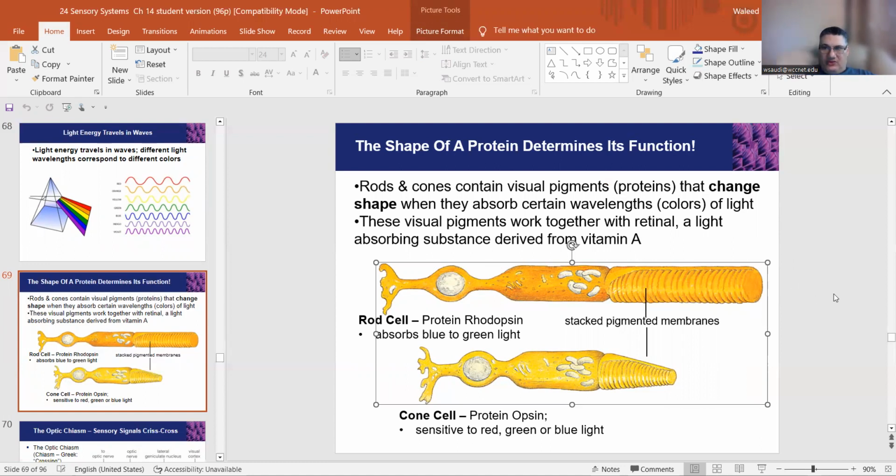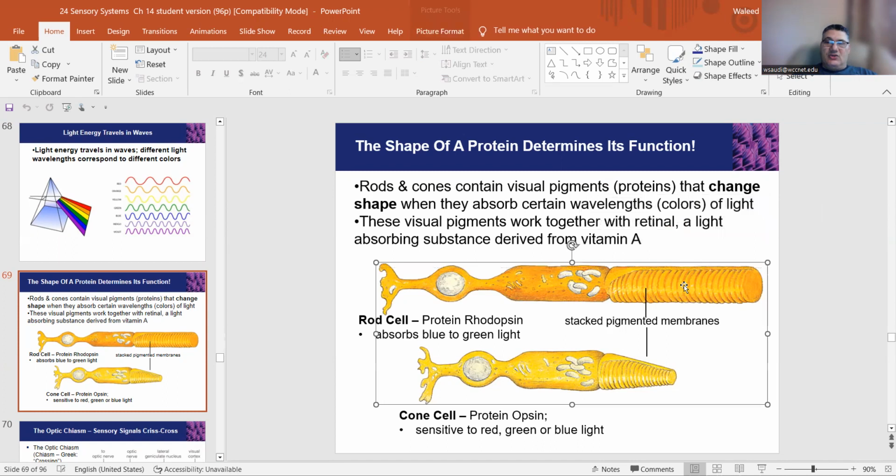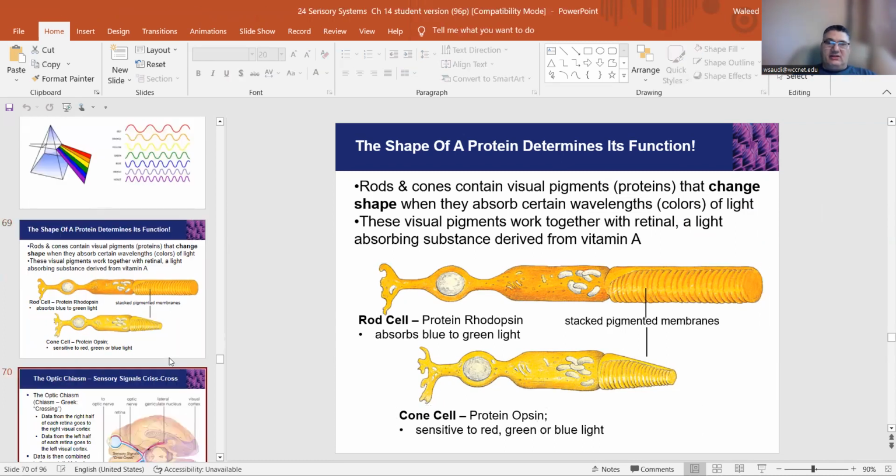And that explains, if you ever heard of it, that if you have vitamin A deficiency, you have night blindness. You don't see much during the nighttime because you have vitamin A deficiency. So the pigment that helps these rods to work is not efficient, or you don't have enough of it. Cones, on the other hand, contain another protein called opsin, but that's okay.